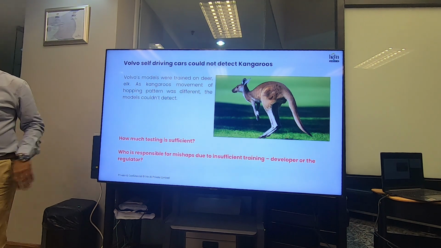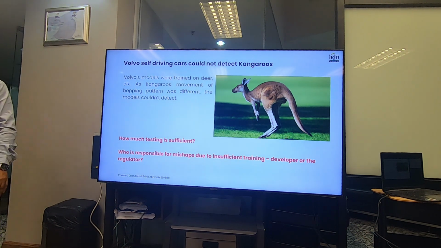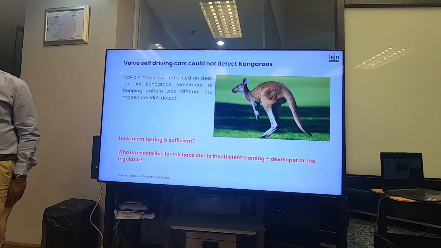And this was with Volvo. Their cars could not detect, but luckily there was no incident here.